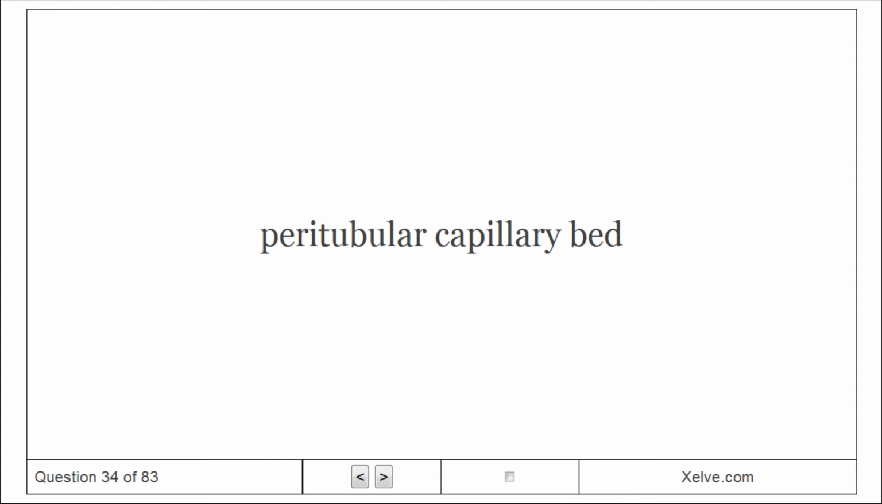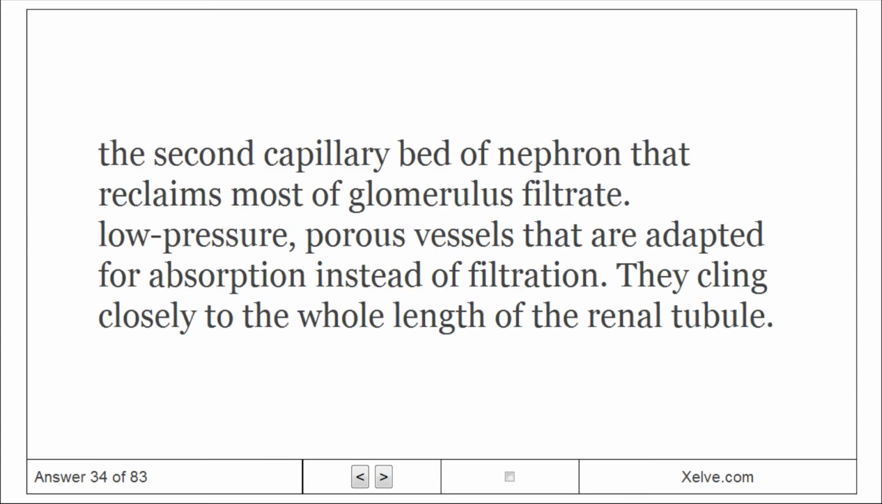Peritubular capillary bed. The second capillary bed of the nephron that reclaims most of the glomerular filtrate, low-pressure, porous vessels that are adapted for absorption instead of filtration. They cling closely to the whole length of the renal tubule.